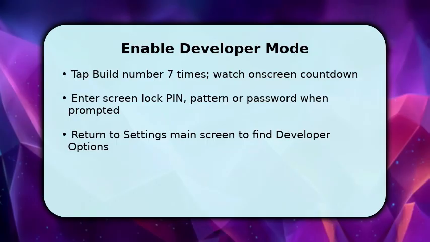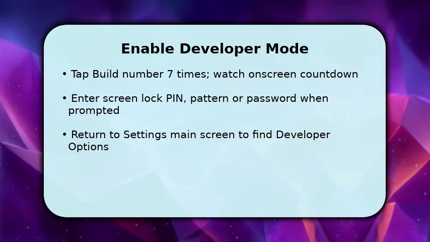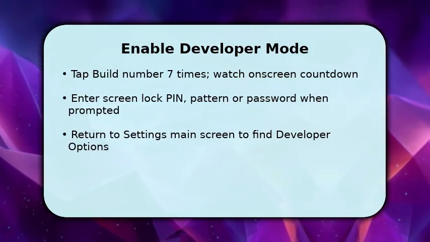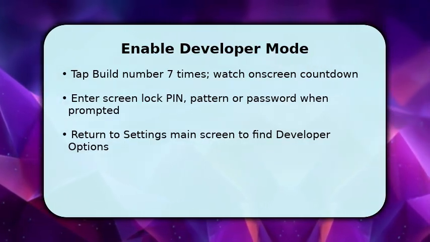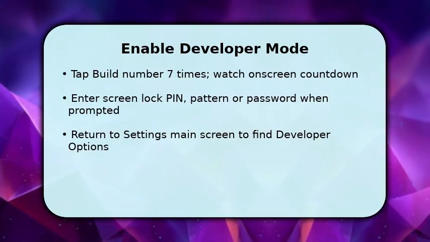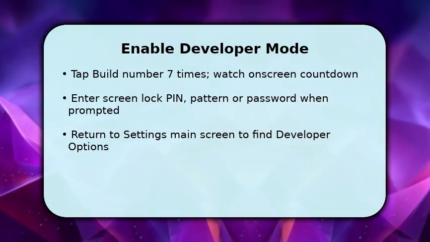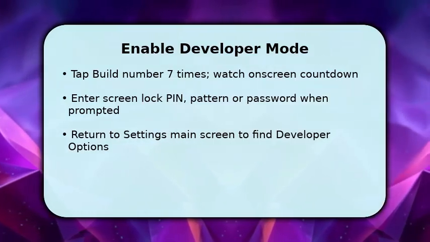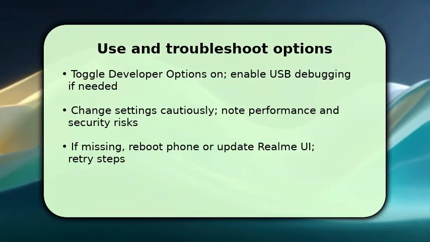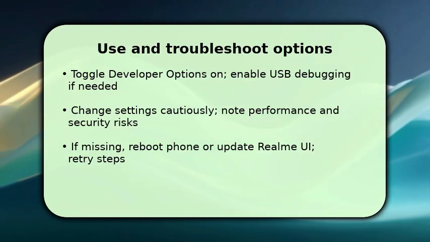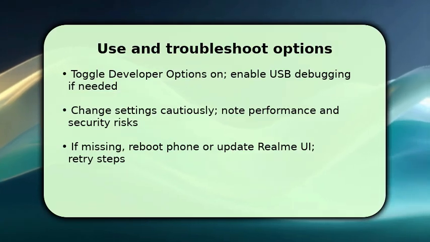When prompted, enter your PIN, pattern, or password to confirm you own the device. Once confirmed, go back to the main settings screen and look for developer options, often under additional settings, so you can proceed to actual developer controls without delay. You finish by switching developer options on and enabling specific features like USB debugging if you need ADB access.